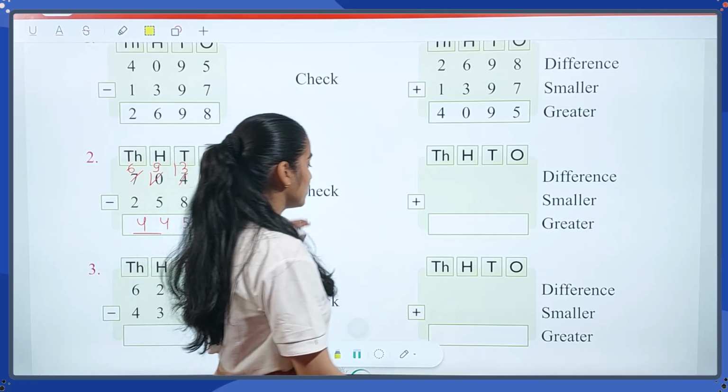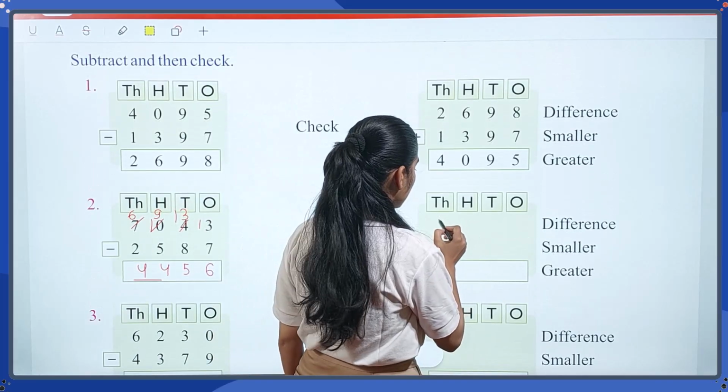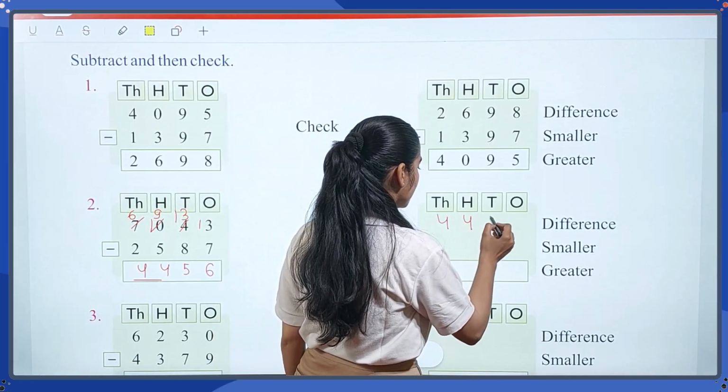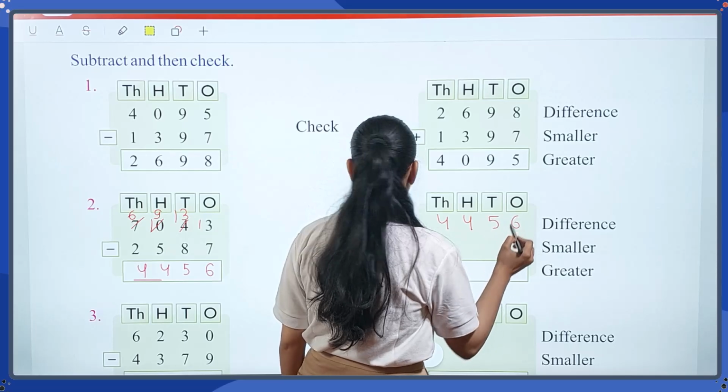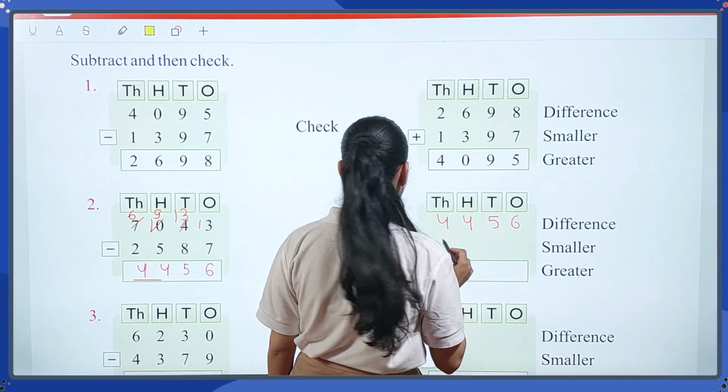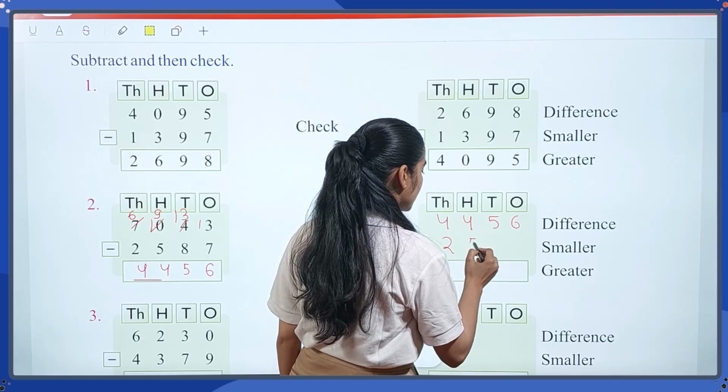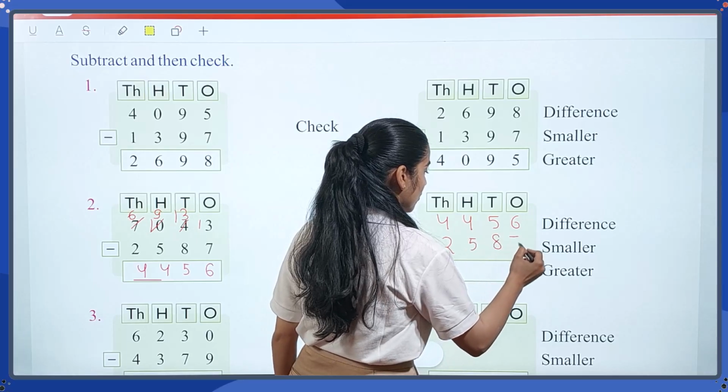Now what we have to do is take the difference, which is 4456, and add it to the smaller number, which is 2587. And now we check it.